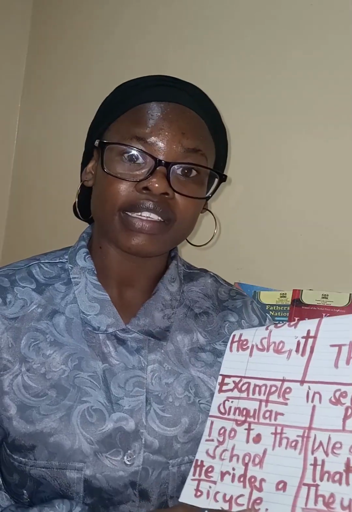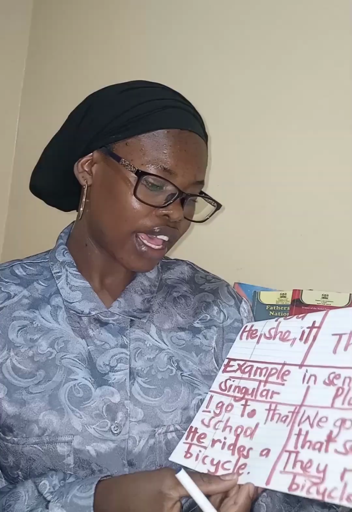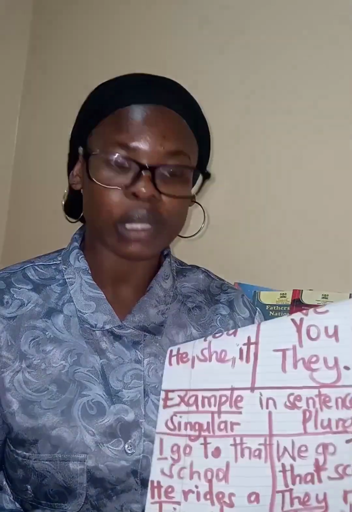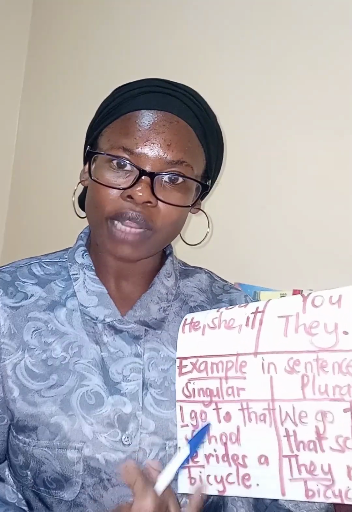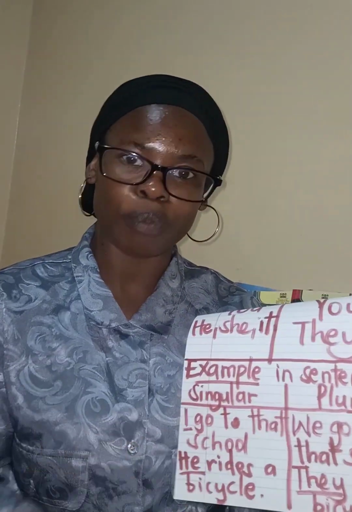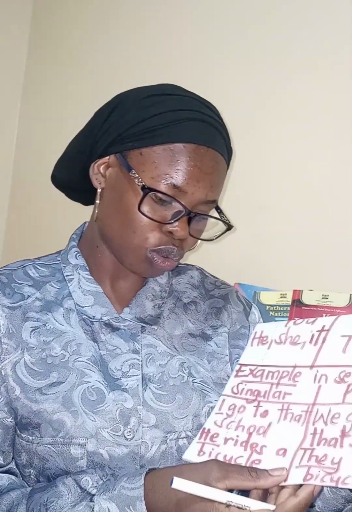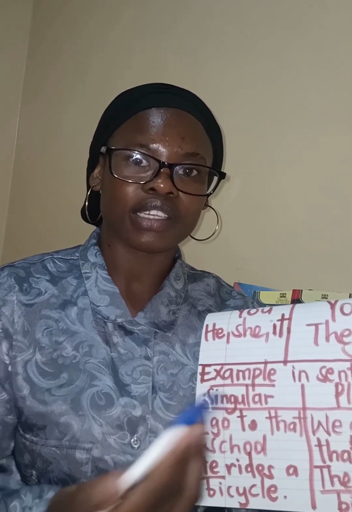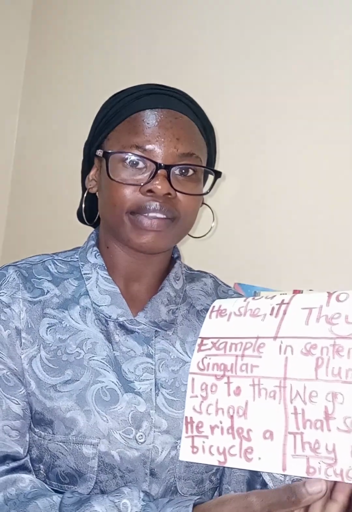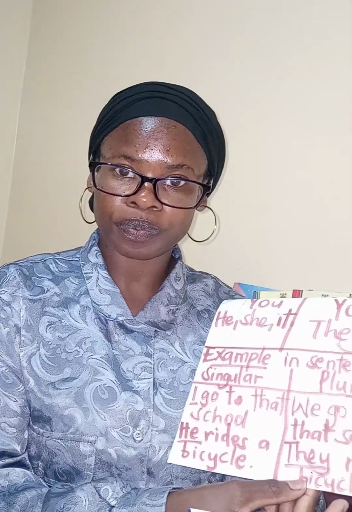We have an example here. Example in sentences. In the singular form I have I go to that school. In the plural form I have we go to that school. One person, I go to that school. Two or more people, we go to that school. He rides a bicycle. One boy rides a bicycle. Many boys ride bicycles. That is it on number.